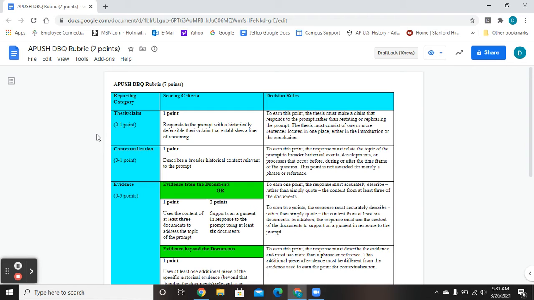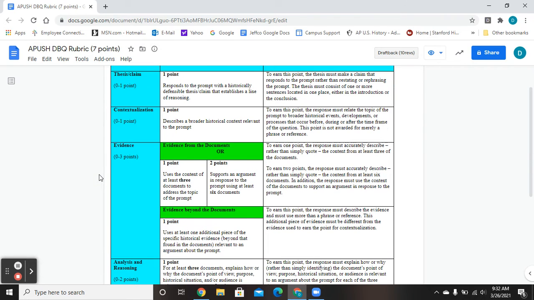There's no real hard, fast rules about where the context is, unlike the thesis, where there is definitely a very, very specific rule about where the thesis is. For a context, there's no real hard, fast rule, but just generally, it's better if the contextualization piece is somewhere in the beginning of the essay.